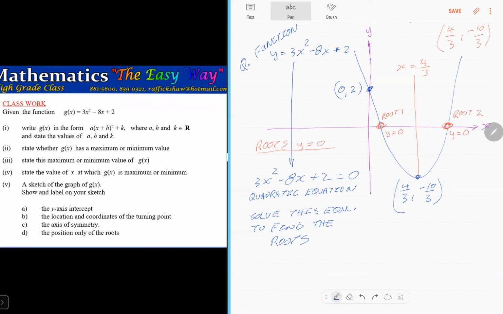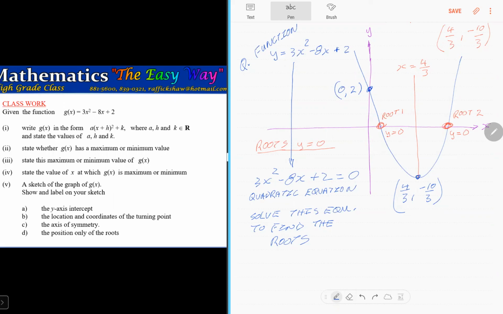And if you want to find roots, you solve the quadratic equation. Remember, the quadratic equation is when you put the quadratic equals 0. You put the quadratic equals 0 because remember, at the 2 points where the roots are, the y is equal to 0. So you put y equals 0. Once you put y equals 0, you end up with a quadratic equation.